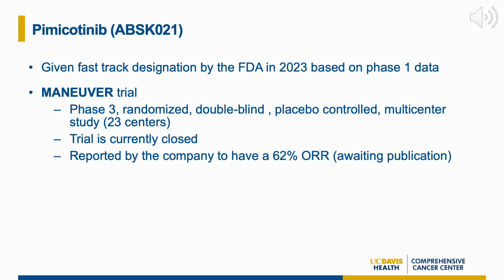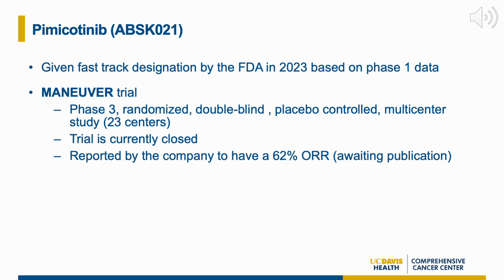All right. So that's pexidartinib, vimseltinib. And then there's another company that has another drug that inhibits CSF1. We call these me-too drugs. When a drug gets approved for one indication, other companies will make essentially the same drug, or try to make a better version of that drug. So this drug is called pimicotinib, made by a different company.